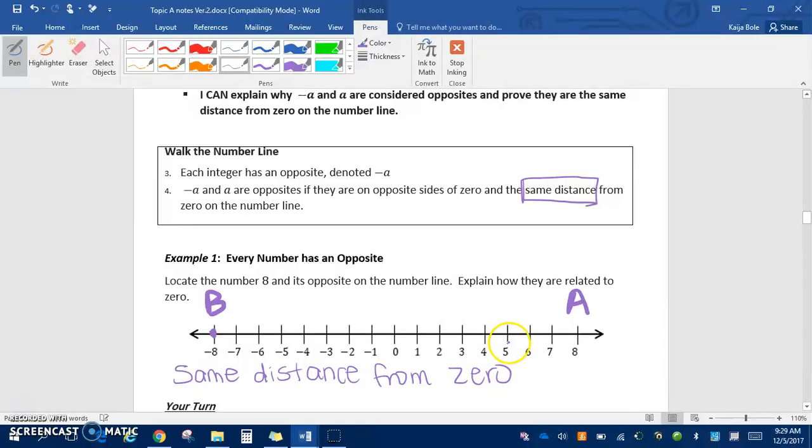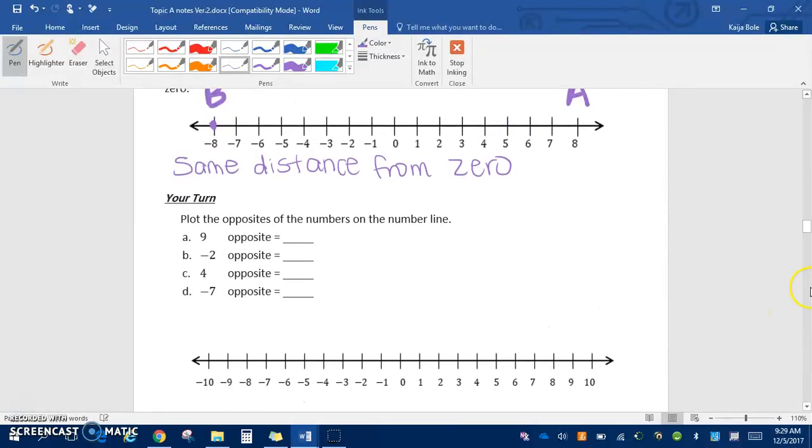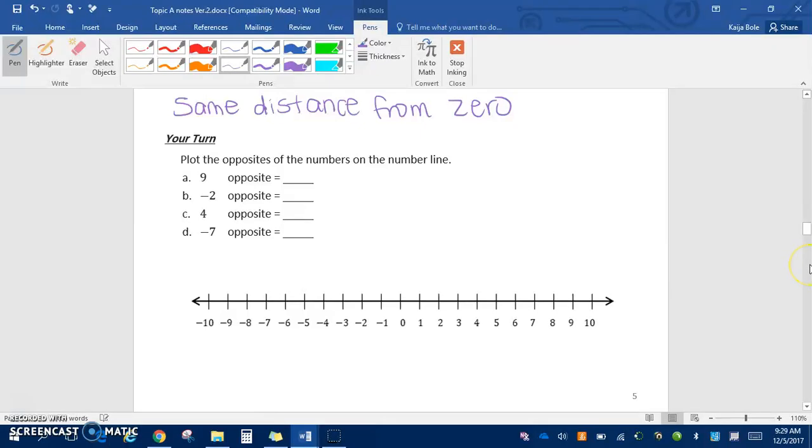Okay? Now if we look at the next example, it says plot the opposites of the numbers on the number line. So the opposite of 9, we're going to fill this out first, would be negative 9. The opposite of negative 2 would be positive 2. The opposite of 4 would be negative 4. And the opposite of negative 7 would be just positive 7. Alright, so I'm going to call these points A, B, C, and D.